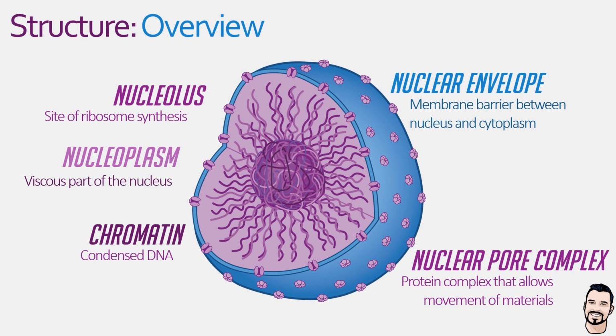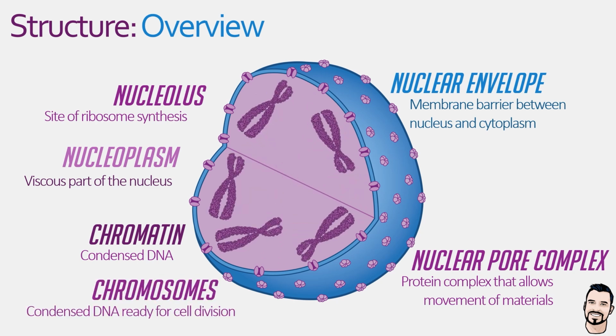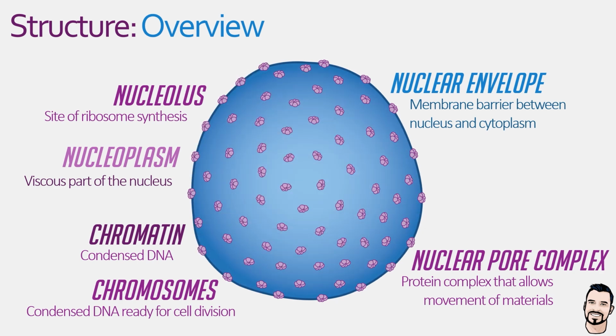Now, when the cell is not dividing, chromatin appears relatively loose and spread out, allowing genes to be switched on and off as needed. However, when a cell prepares to divide, the genome is duplicated and the chromatin condenses further to form chromosomes. This condensation is crucial because it ensures that DNA can be accurately and evenly separated into two new daughter cells. Okay, so believe it or not, that was just an overview of the nucleus. We're now going to look at a few of the key structures in a bit more detail.